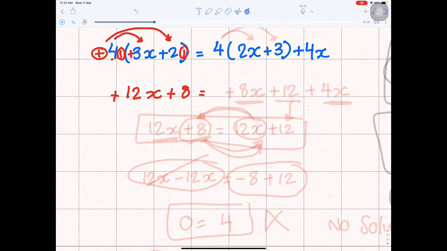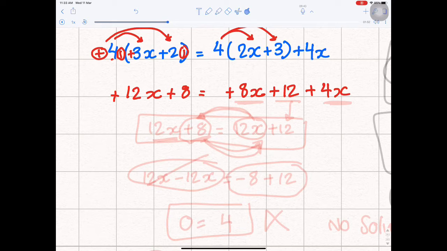Let's take a look at the right-hand side. Positive times positive, positive. 4 times 2 is 8. 1 times x is x. Then positive times positive, also positive. 4 times 3 is going to give me a 12. And here I have plus 4x separately.